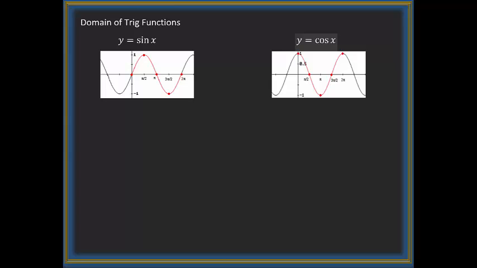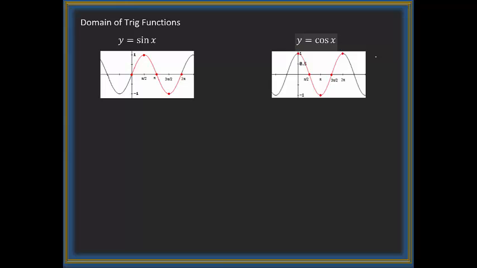Domain of trigonometric functions. First we start with two basic functions, y equals sine x and y equals cosine x. As you see in the picture, sine x is an odd function, so it passes through the origin and has origin symmetry. Cosine x is an even function, it is y-axis symmetric. The domain of the sine function is all real numbers, negative infinity to positive infinity, because it oscillates all the way, same as cosine x.